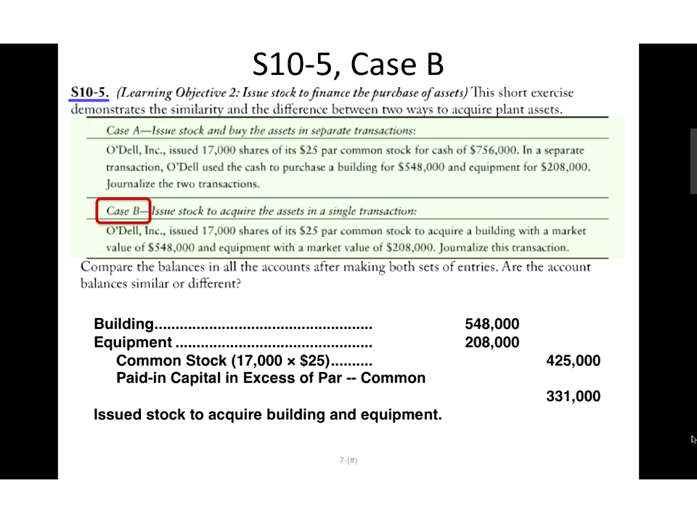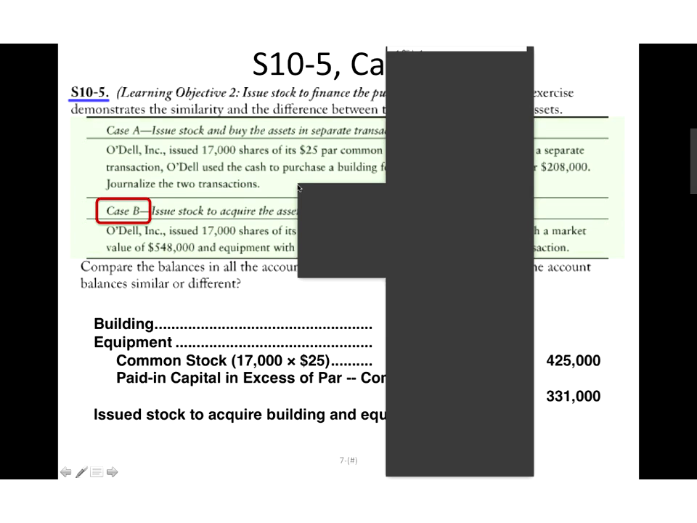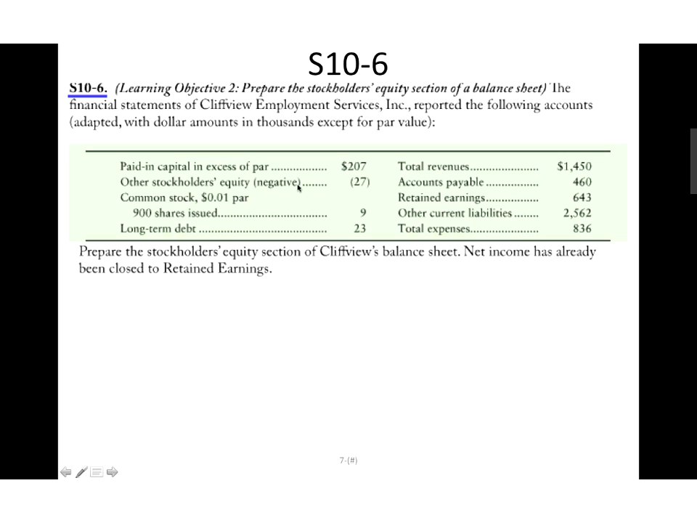And then we have one more homework exercise. It goes pretty quick. It's to prepare the stockholders' equity section of the balance sheet. So this is just going line by line. Exercise 10-6: the financial statements of Cliffview reported the following accounts. We have a whole lot of different accounts, and we have to prepare the stockholders' equity section of the balance sheet. It tells us net income has already been closed to retained earnings. What does that mean? When we did closing entries several chapters ago, it's just telling us we don't need to worry about net income at the moment.